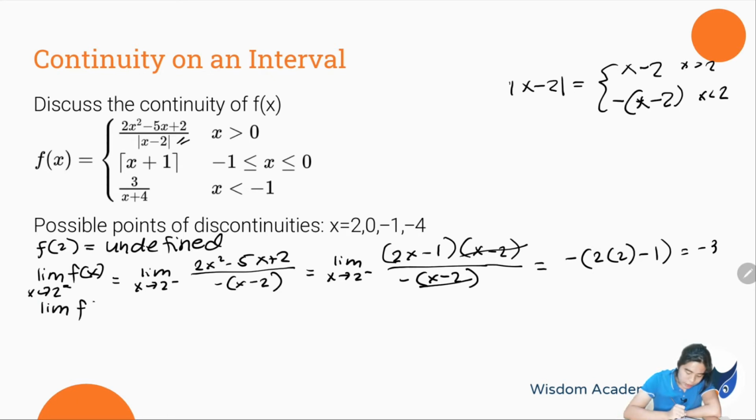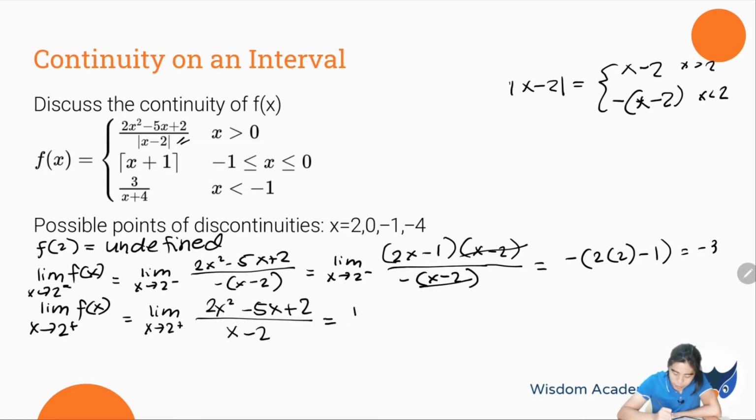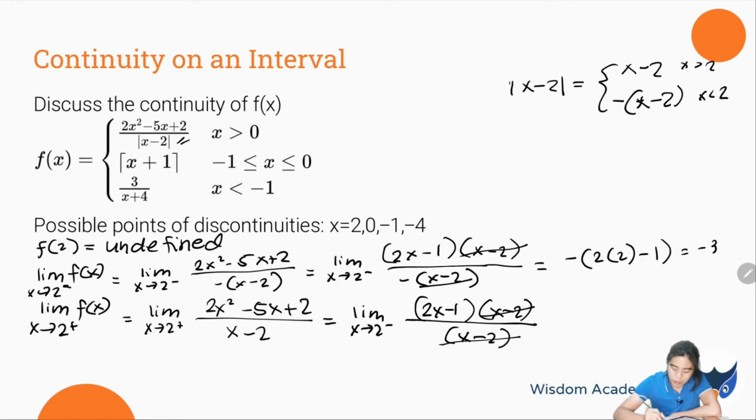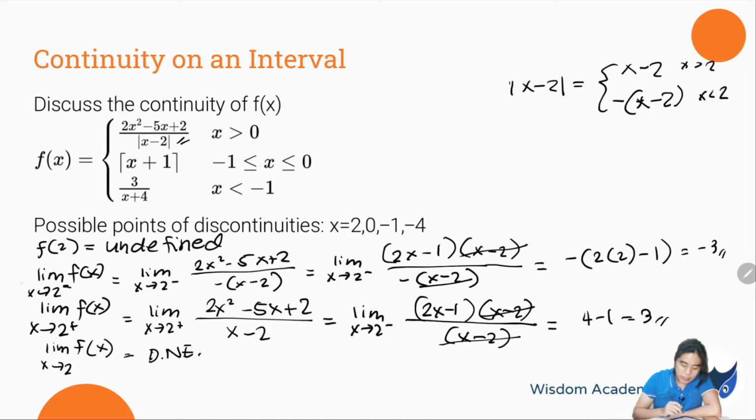So, ganun din, limit of f of x as x approaches 2 from the right naman. So, from the right, so this will be equal to, so cancel out lang uli natin ito. So, 2 times 2, so 4 minus 1, 3. So, since the one-sided limits are not equal to each other, then the limit of f of x as x approaches 2 does not exist. And since the limits are not equal, f of x has a jump discontinuity at x equals 2.